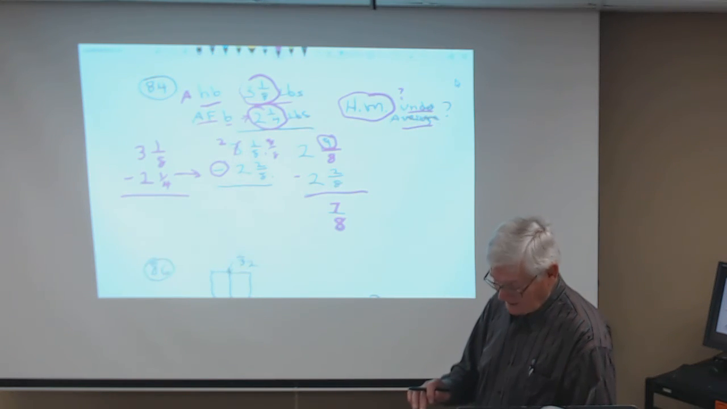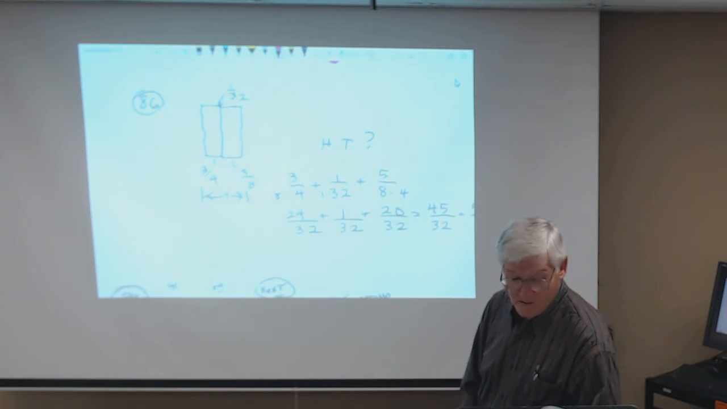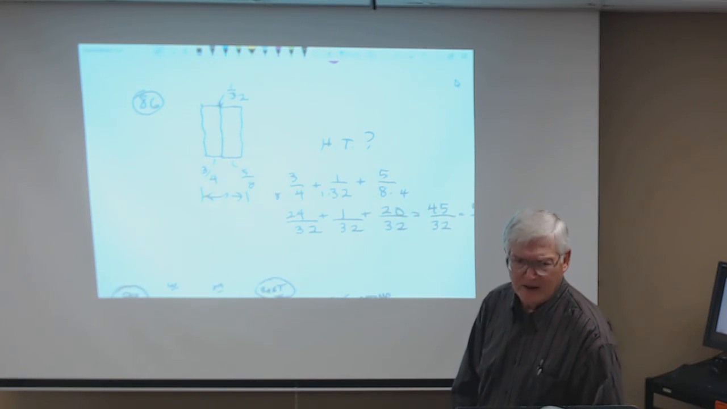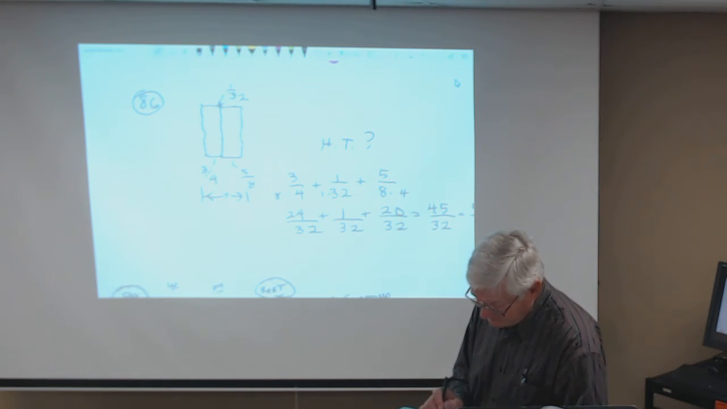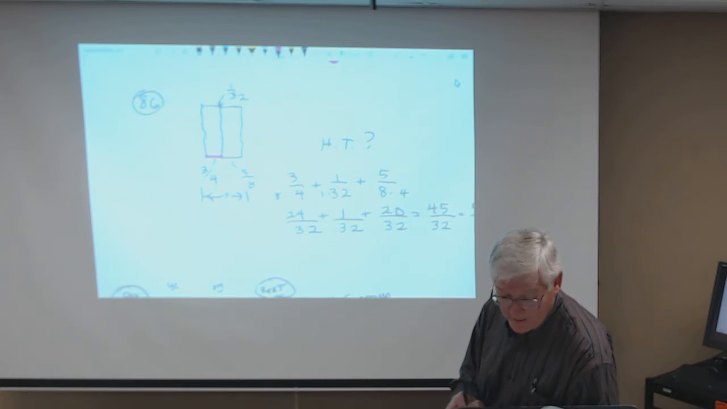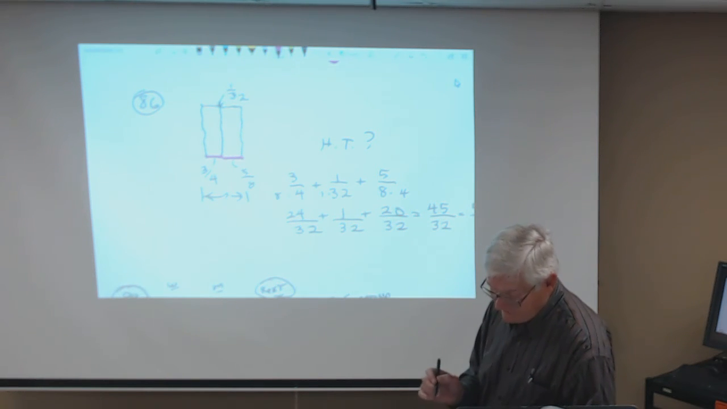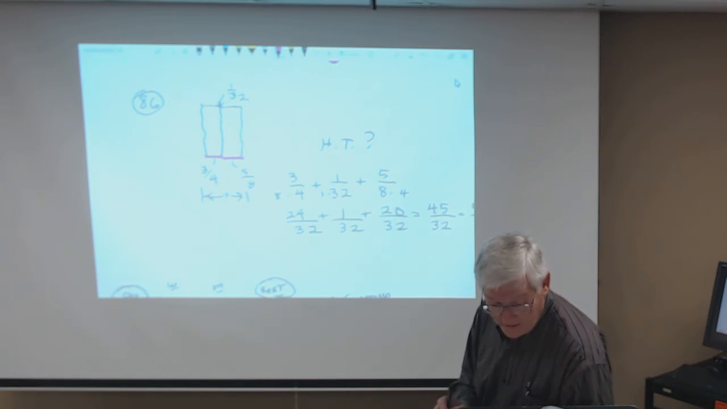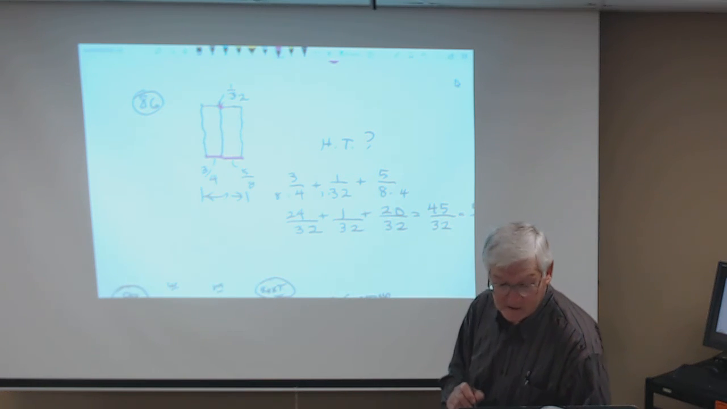Questions? 86. A board is 3/4 of an inch thick. So here's my board that's 3/4 of an inch thick. It's glued to another board that's 5/8 of an inch thick. So here's my other board that's 5/8 of an inch thick. And the glue is 1/32. So here's the glue that's 1/32 thick.